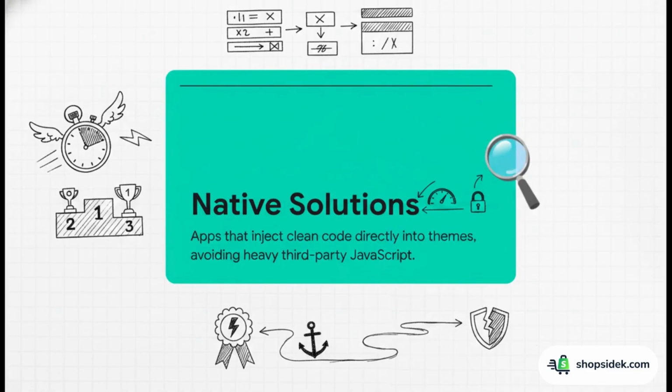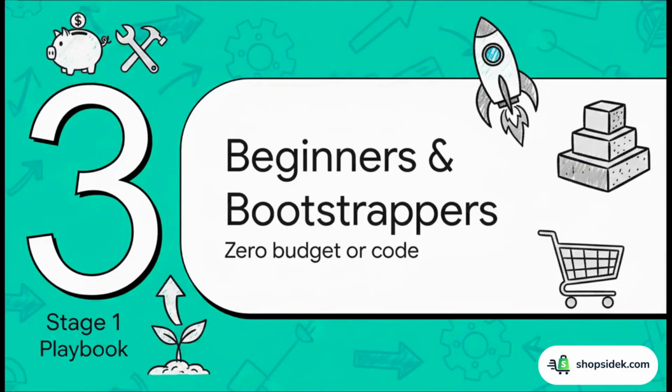Well, it honestly all comes down to architecture. The absolute winners of this speed test are what we call native solutions. See, tools like Section Store and G-Theme Sections don't layer some clunky external visual editor right over your site. Instead, they just inject clean HTML and CSS directly into the theme you already have. This is absolutely crucial because it protects your core web vitals from those heavy third-party JavaScript libraries that just drag performance down.